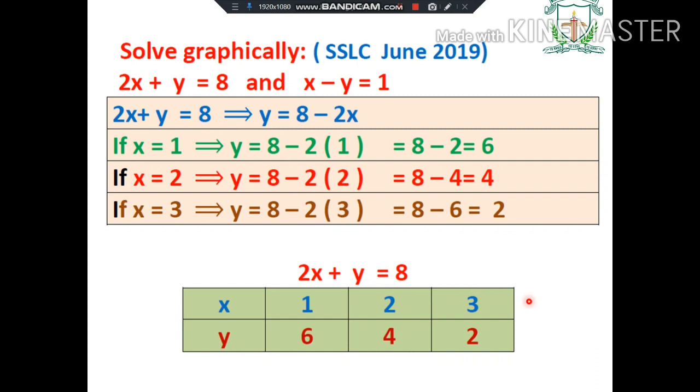Now prepare a table like this. Write the given equation above the table and write the values of x and y. If x is equal to 1, y is equal to 6, and x is equal to 2, y is 4, x is equal to 3, y is 2. Dear children, now prepare the second table for the second equation.